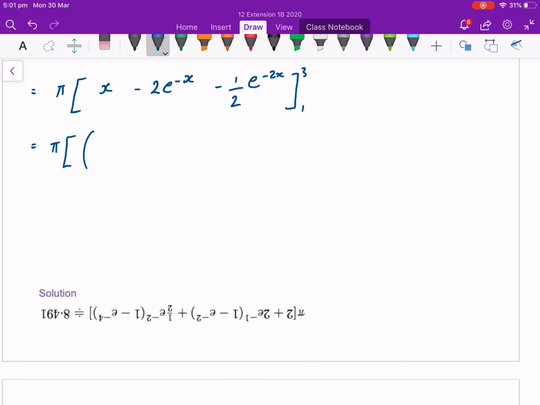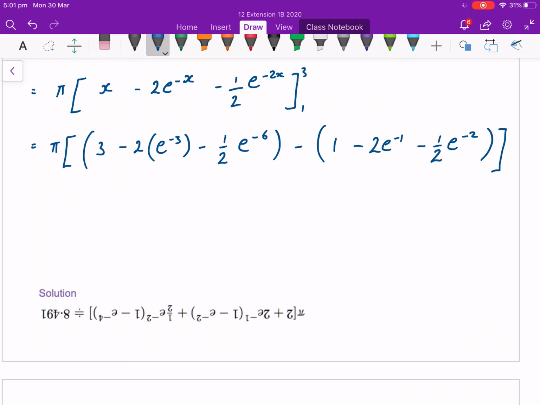So here we go through the process of subbing our values in. So 3 minus 2 lots of e to the minus 3 minus a half e to the minus 6, minus, in brackets, so we sub 1 in, so 1 minus 2e to the negative 1 minus a half e to the negative 2. Now the thing is, normally when we've got both brackets written out like this, there's quite often terms in the first bracket that will cancel with terms in the second bracket. However, here we don't, other than the constants 1 and 3, we don't have anything like that.